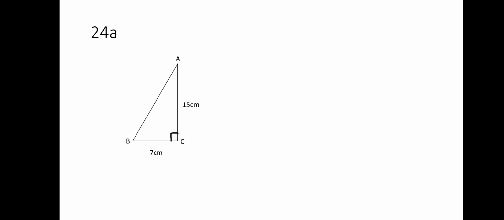Question 24a. Here is a triangle ABC. Assume that angle ACB is 90 degrees. Work out the length of AB. So we have a right angle triangle here. So AC is 15 centimeters. BC is 7 centimeters, and we need to work out AB. So this is Pythagoras' theorem.